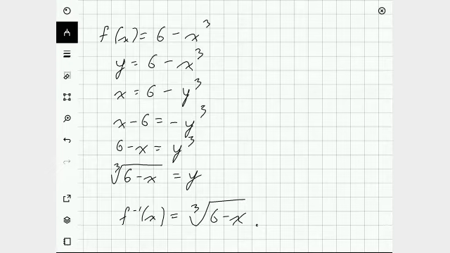Compared to the quadratic and square root cases, the cube root functions are quite a bit more straightforward.